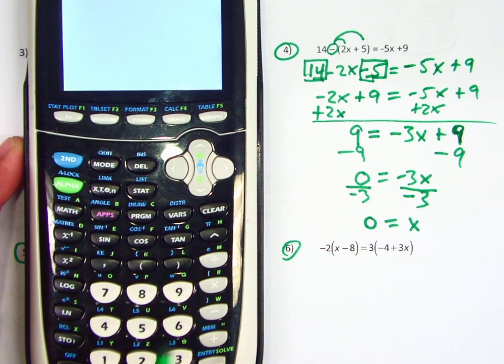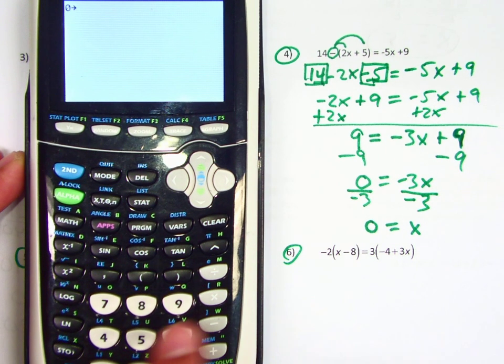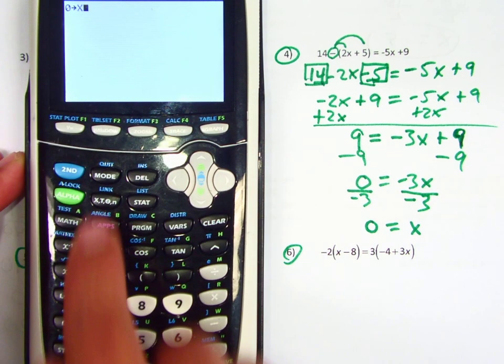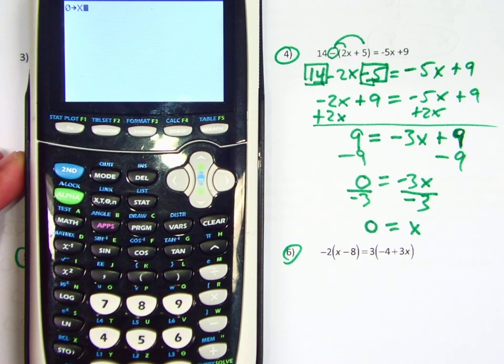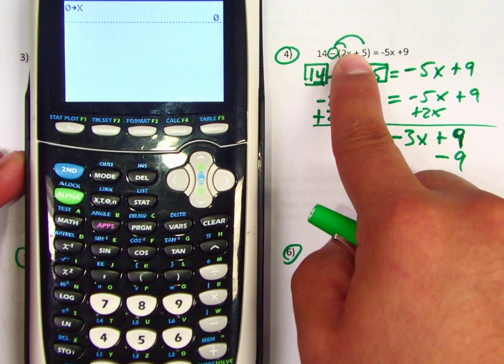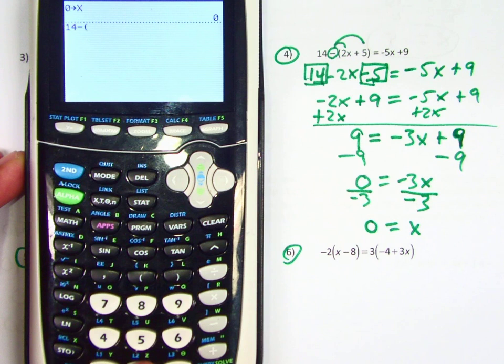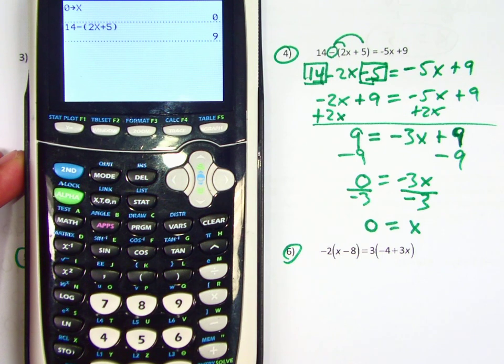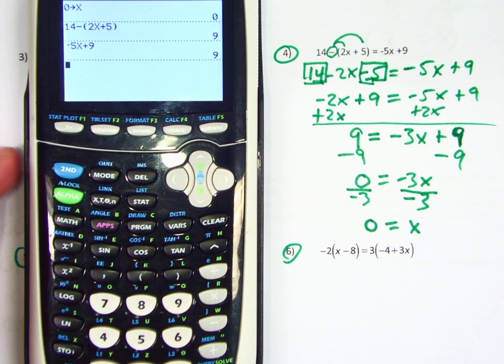check this answer, right? So our answer was 0. You press the store button. Here's the store button. So you type 0 in, you press the store button, little arrow pops up, you hit X right up here, you hit enter. Okay? And so now you should be able to just type in the left-hand side of the equation exactly the way it's written. Okay? We get 9 on that side, and now if I type in negative 5x plus 9, which is the right side, you get 9 on that side as well. So we know that we got this right.